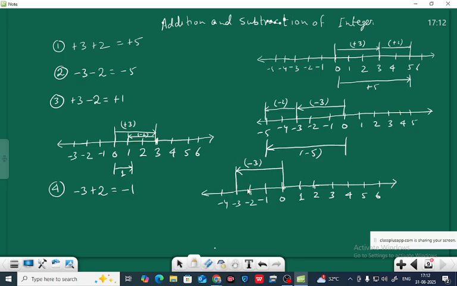Plus 2, opposite direction. 1, 2. That means here. Plus 2 is opposite direction. This is plus 2. And the value is minus 1. You see? This is the value, that is minus 1. In this way, we add the integers in number line. Right?